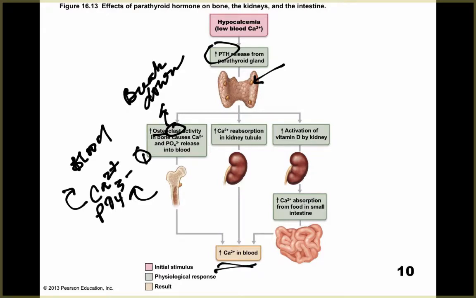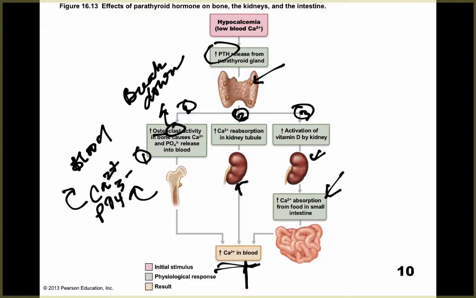The second thing, so that's the first thing that PTH helps with. The second thing here is basically it helps activate in the kidney tubules the reabsorption of calcium itself. And the third thing here is essentially an increase in the activation of vitamin D by the kidneys, which will help with the absorption of calcium from the food in the small intestines. So all of these together are going to essentially help to raise calcium levels in the blood.